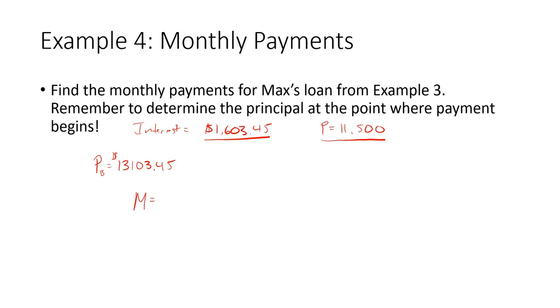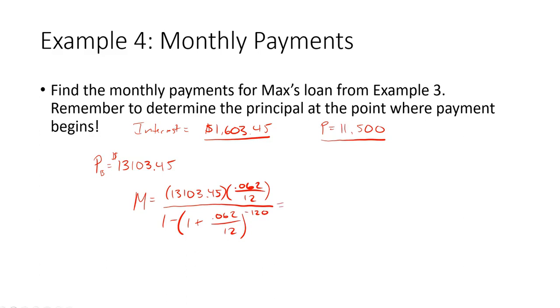Now we want to calculate the monthly payment. So the monthly payment, $13,103.45, times the interest rate divided by 12, so 0.062 divided by 12, over 1 minus 1 plus 0.062 divided by 12, raised to the minus 120 power. Remember that the exponent here is just the number of payments. In 10 years, you would make 120 payments.